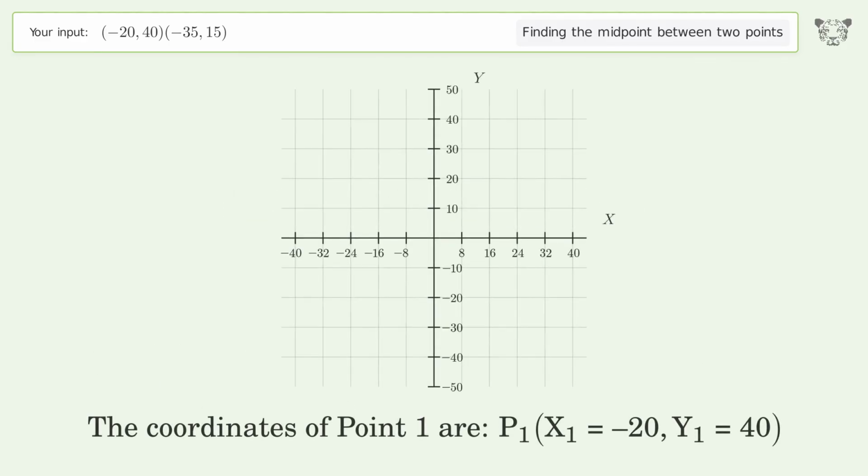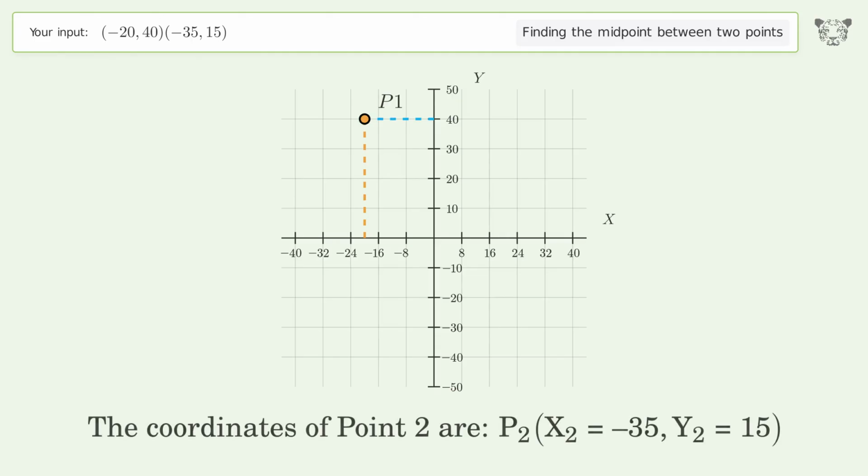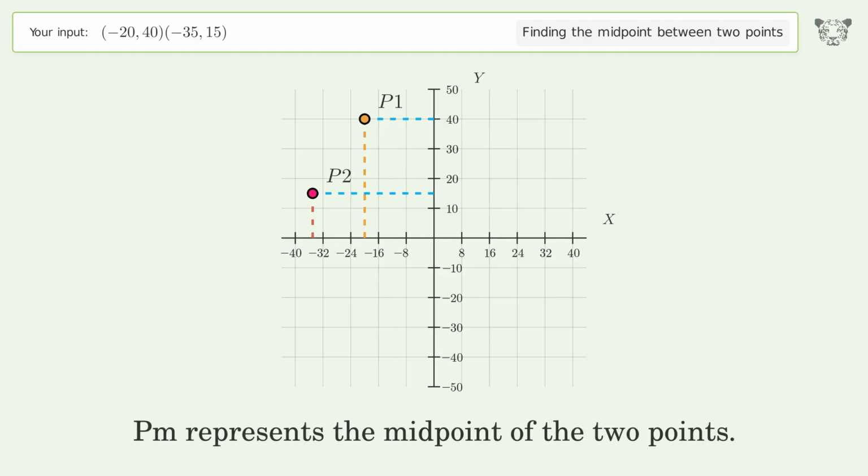The coordinates of point 1 are x1 equals negative 20, y1 equals 40. The coordinates of point 2 are x2 equals negative 35, y2 equals 15. PM represents the midpoint of the 2 points.